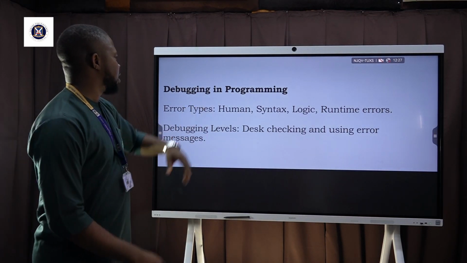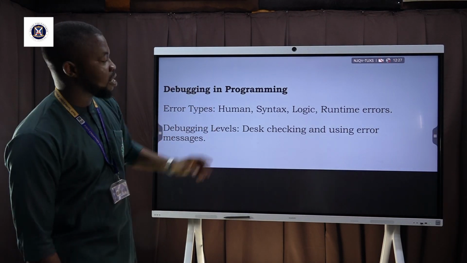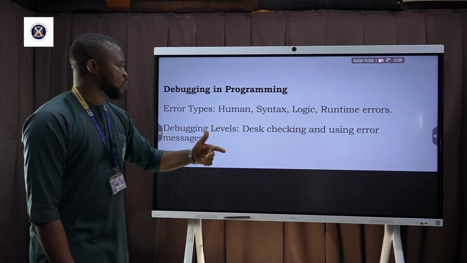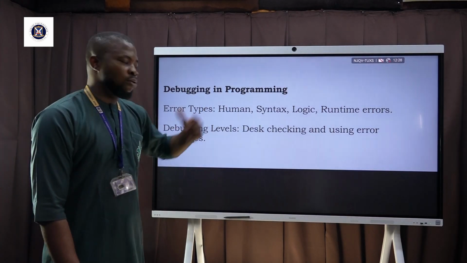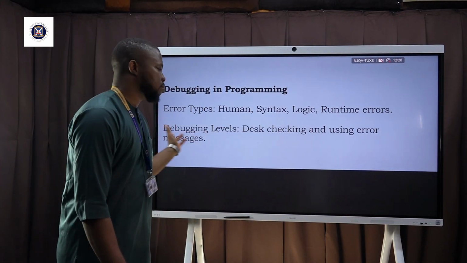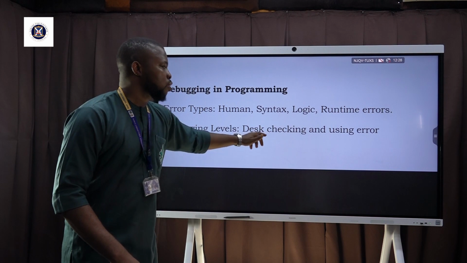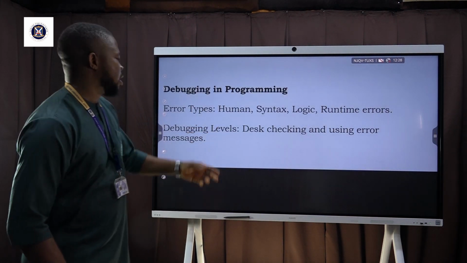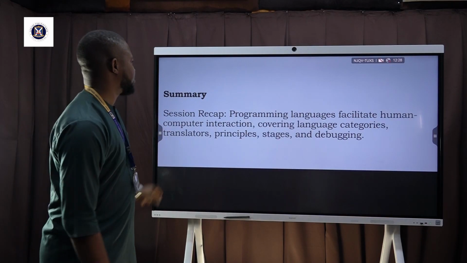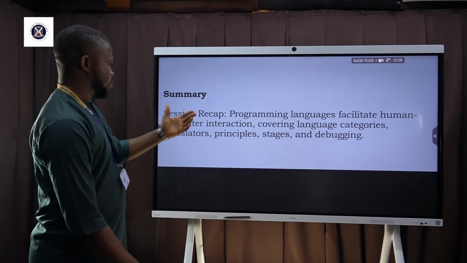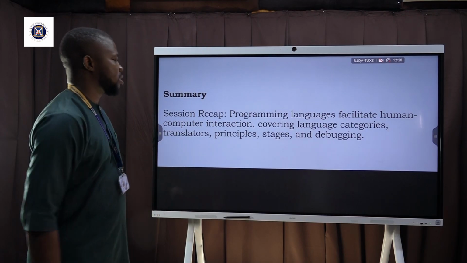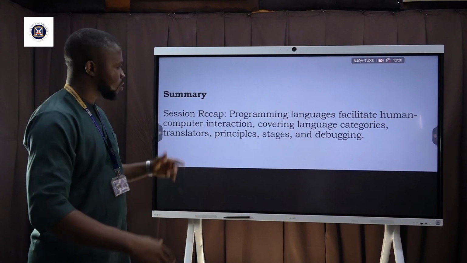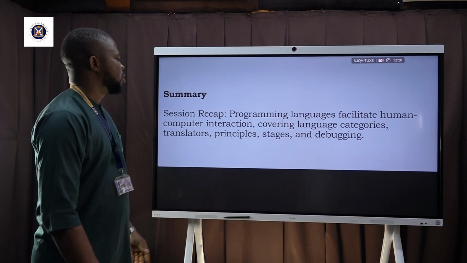Then we also have debugging in programming. Now, error types. You have the human error, you have the syntax error, logic error, runtime errors. Then debugging levels, we have desk checking. That's going over and over your code to check for errors and using error messages. Now, in summary, programming languages facilitate human-computer interaction, covering language categories, translators, principles, stages, and debugging.